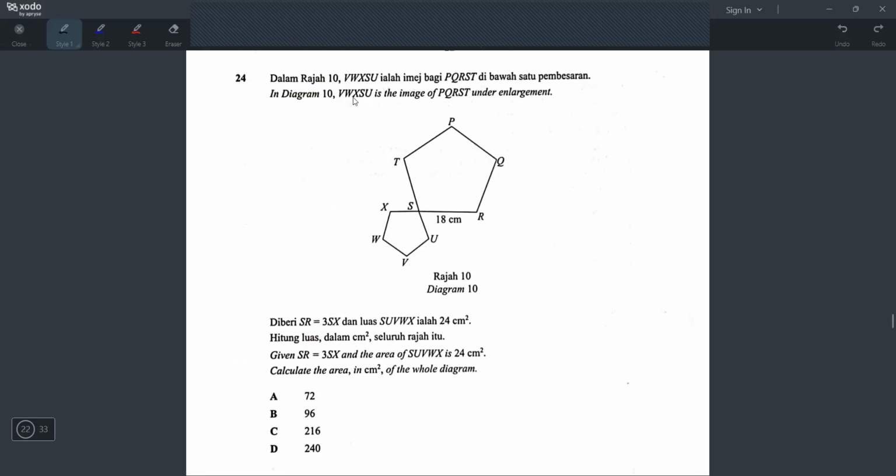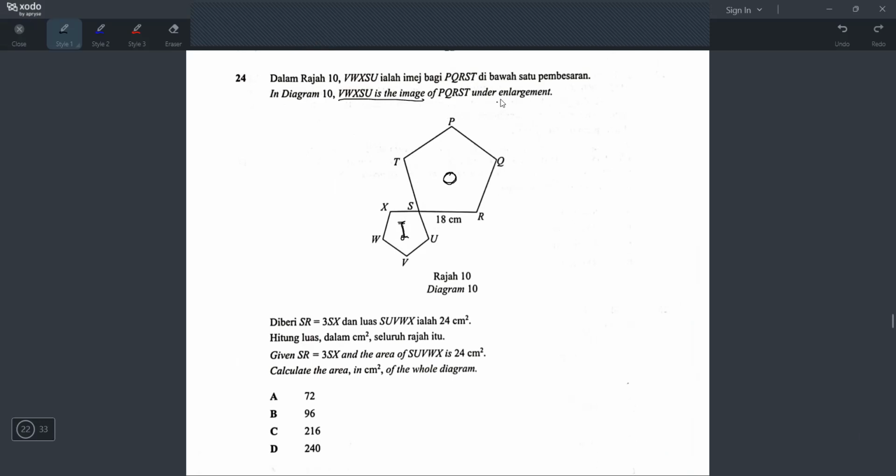In diagram 10, VWXSU is the image of PQRST. So this one is the image. So it's very important for me to label actually. So now I know this is the image, and then PQRST is the object lah. This must be the object because they already said this is the image. So now we know that your image is getting smaller. All right, your image is getting smaller, and then it says PQRST under an enlargement.